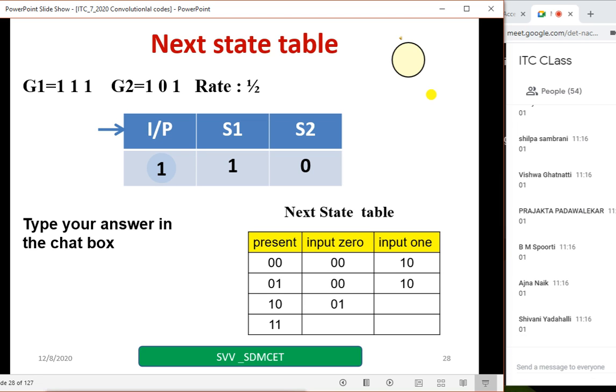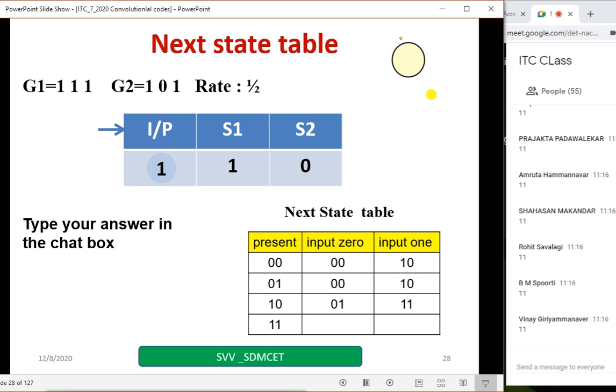So let me take another. I want the input to be 1. S1, S2 is 10. What is the output now? Simran has typed 11, Jai Surya, Abhishek. All are typing 11 as the answer. Karthik, Rohan, Vijay Lakshmi and Shahasan, all are typing 11. Yeah, the answer is correct. It's 11.